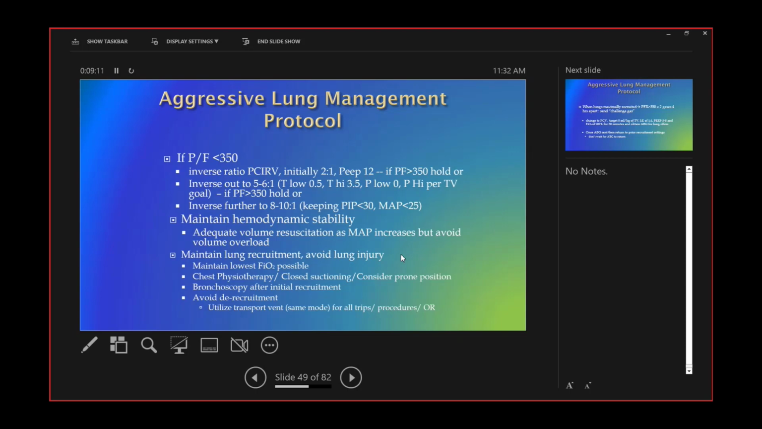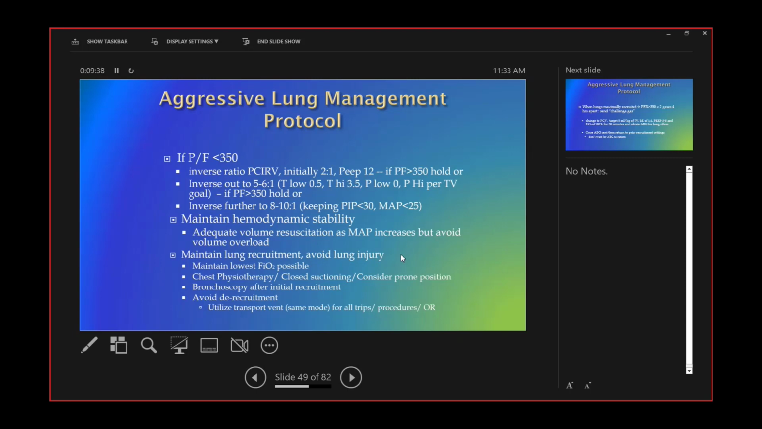If the PF ratio is less than 350, then we start switching over to an inverse ratio ventilation. That depends, of course, on whether they tolerate an I:E of 1-to-1. If they can't reach end expiration on that time flow curve, we don't flip over. But if they do tolerate it, they do reach end expiration, we'll go into a 2-to-1. Sometimes we have to drop our peak from 12 down to 10 or 8 when we go to a 2-to-1. That depends on whether they're able to reach end expiration still or not.